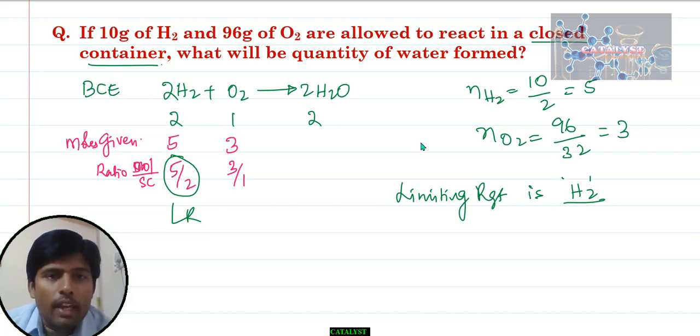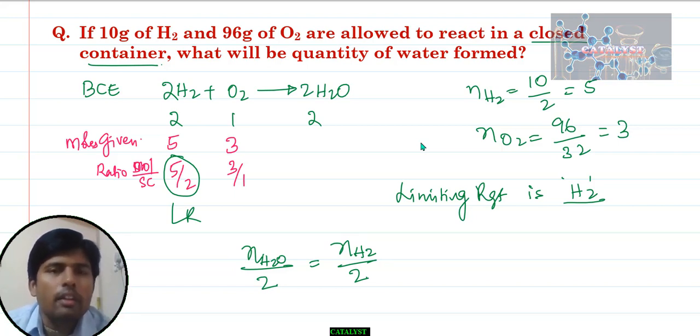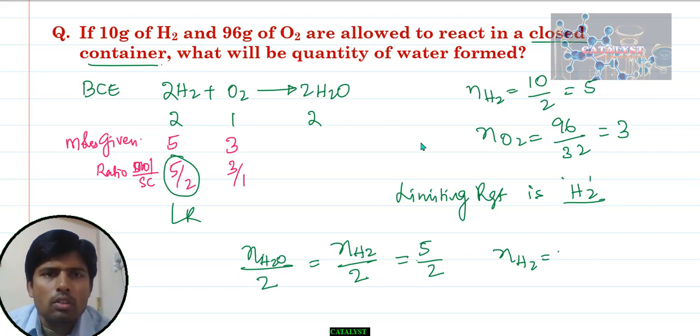So now as per our technique, we have already decided that this is a limiting reagent. So next thing is to calculate quantity of water formed. So from mole concept we have number of moles of H2O by 2 is equal to number of moles of H2 divided by 2. So this is our equation obtained based on the stoichiometric coefficients. So basically number of moles of H2 given is 5 divided by 2. So number of moles of H2O is equal to 5 moles.